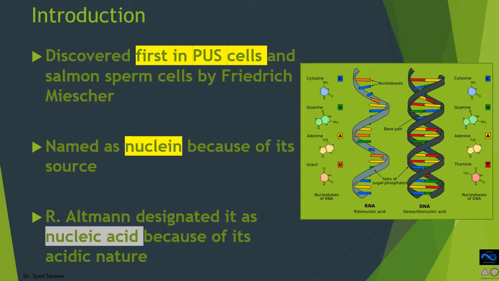Nucleic acids were first discovered in pus cells and salmon sperm cells by Friedrich Miescher. He named them nuclein because of the source. Later on, it was found that they are acidic in nature, so Richard Altmann named them nucleic acids.